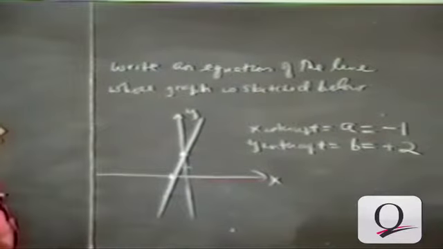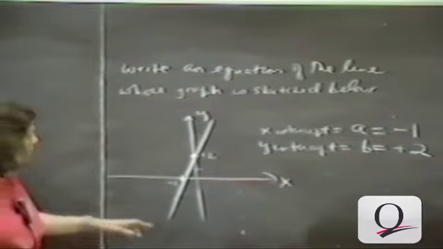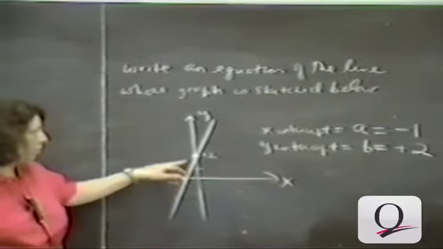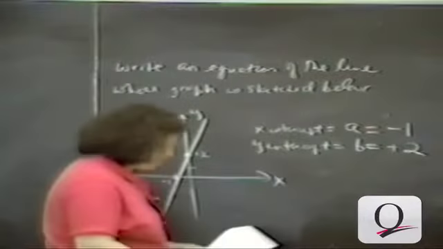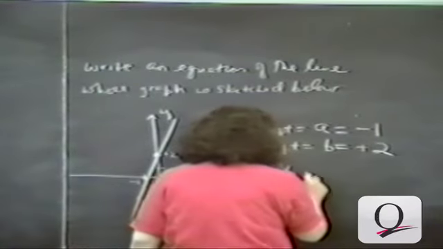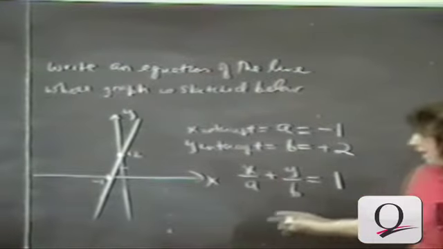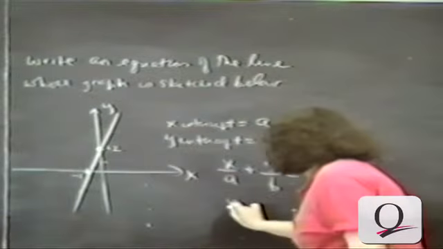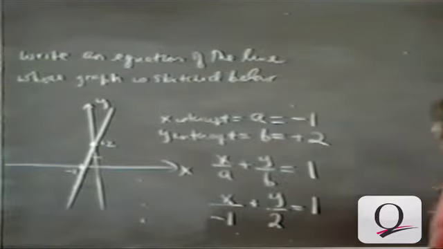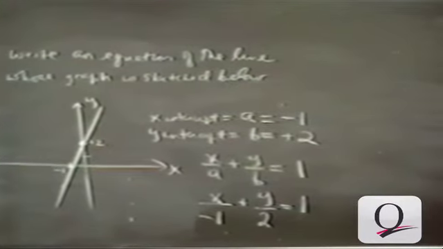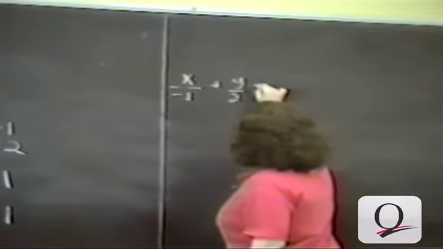You may get the picture like this, or it may say minus 1 and plus 2, but you should be prepared to realize that the x-intercept is negative and the y-intercept is positive. A is equal to minus 1, B is equal to plus 2, and finally x over A plus y over B equals 1 is the equation of the line, and that gives us x over minus 1 plus y over 2 equals 1. Let me rewrite that up here. x over minus 1 plus y over 2 equals 1.